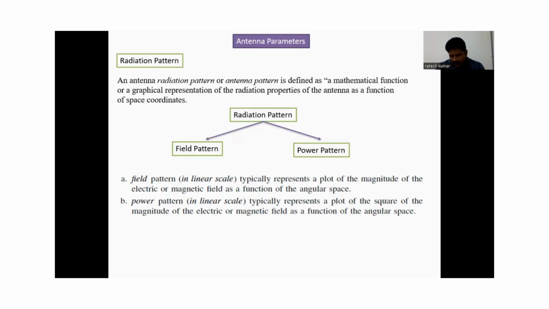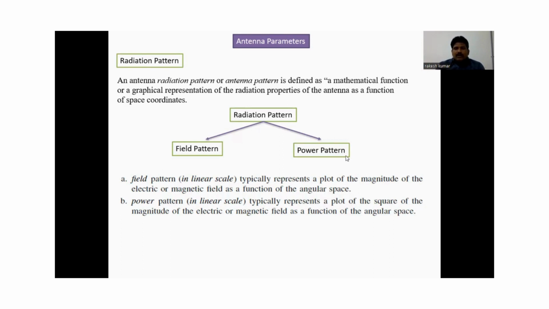Or if the radiation of an antenna is expressed in field strength, meaning either electric field strength or magnetic field strength, then such a type of radiation pattern we call the field pattern. Or there is the other type. What is the other type? The other type is the power pattern.